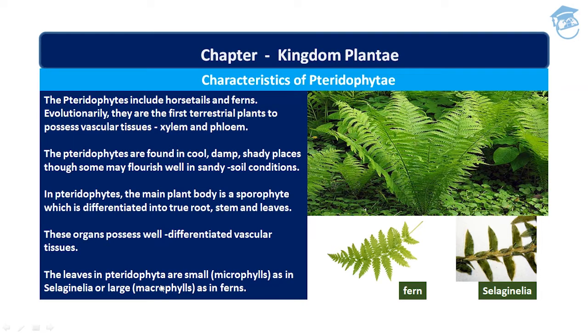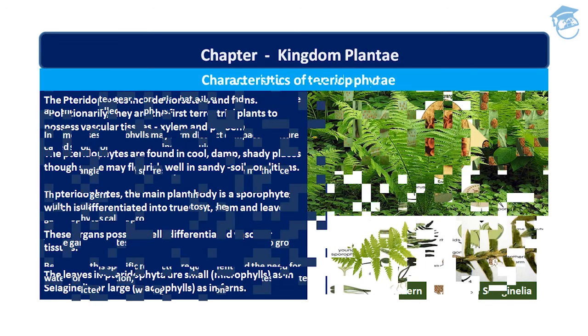The leaves in pteridophytes may be small, which are called microphylls, as in Selaginella. In the case of ferns, the leaves are very large, and they are called macrophylls. See, in the case of Selaginella, the leaves are very small in nature, that's why they are called microphylls. And in the case of fern, they are large and they are called macrophylls. So this was about the characteristics of Pteridophyta.